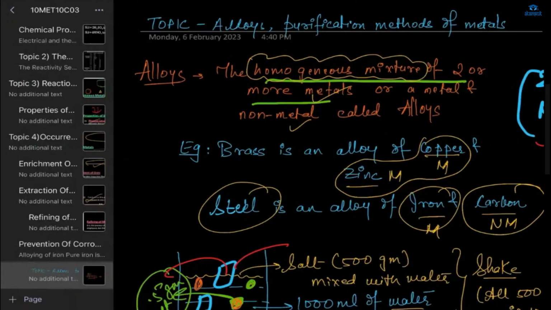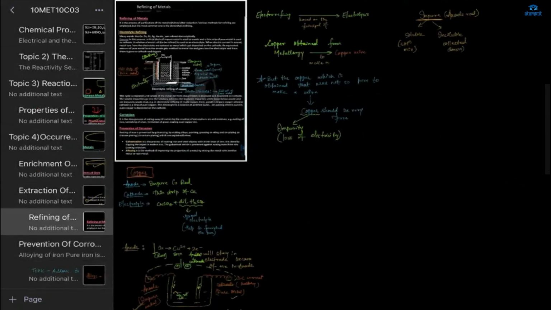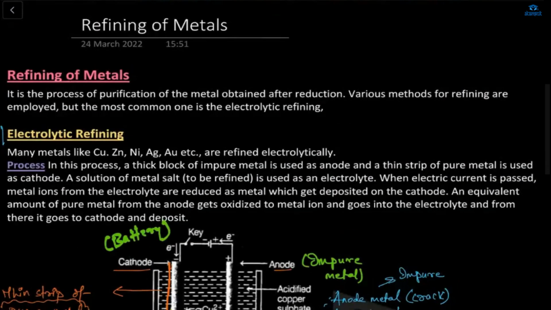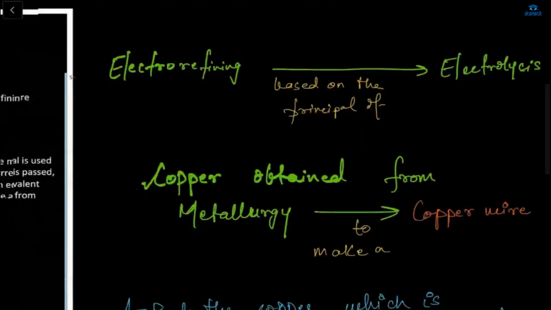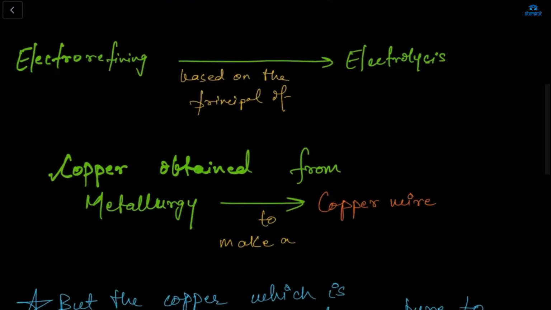Now the purification method of metals should be studied. What is purification of metal? So the purification of metals is done by what? By electrolytic refining. Now what is electrolytic refining? So firstly we will discuss this. This is very simple, a simple theory.